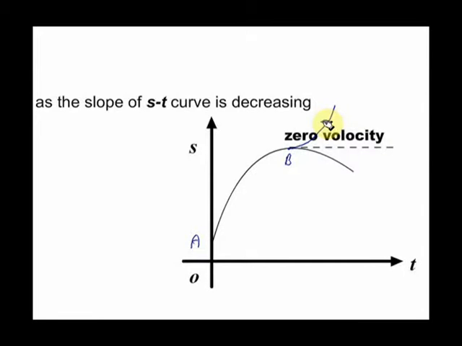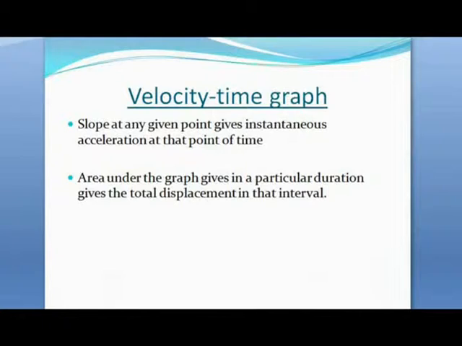Since the distance traveled by the particle cannot decrease, it will always increase. So this is why the distance time graph is always a monotonically increasing graph. So this is all about our distance time graph. Now let's have a look at the velocity time graph.